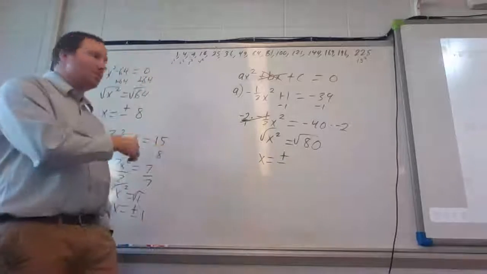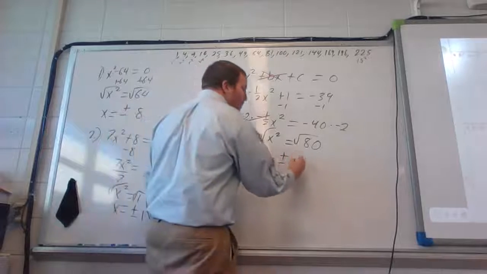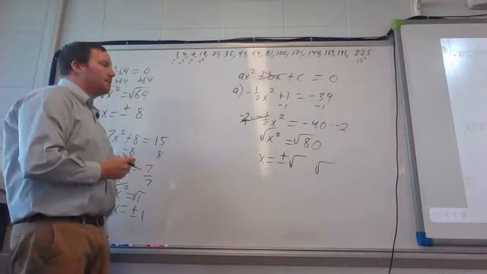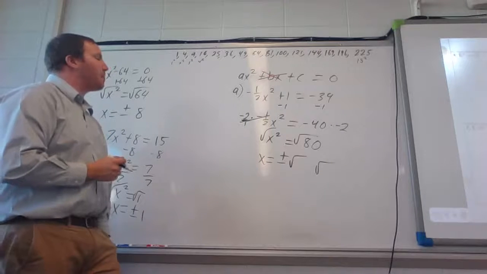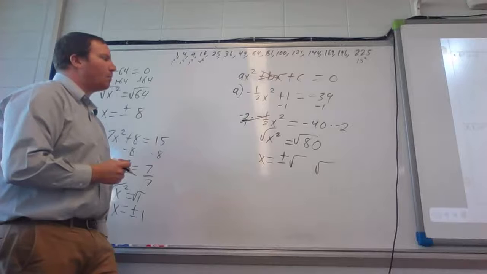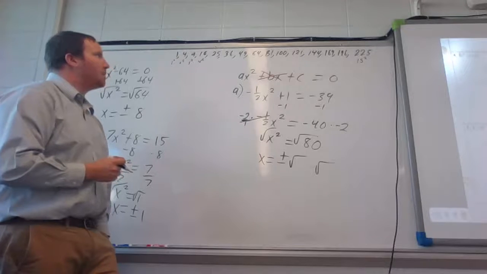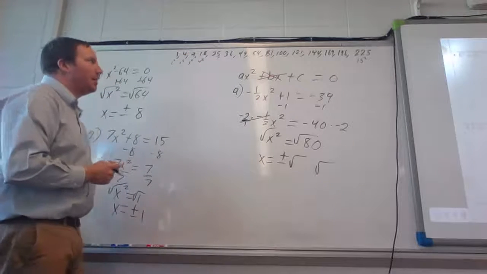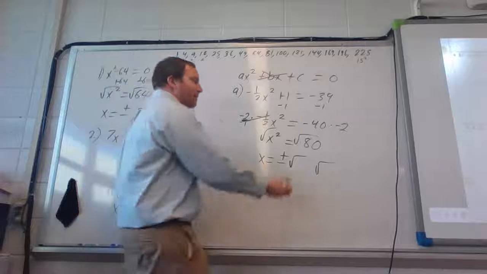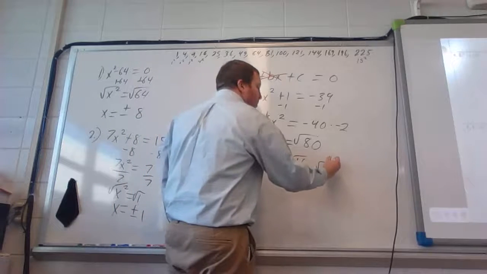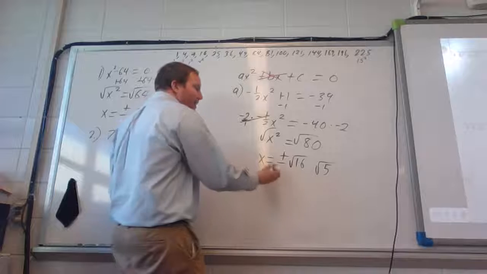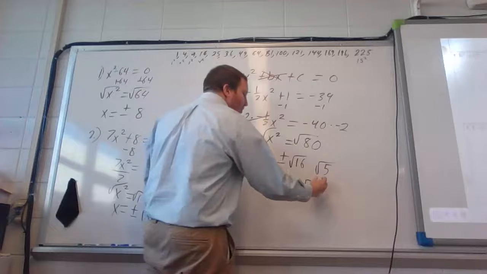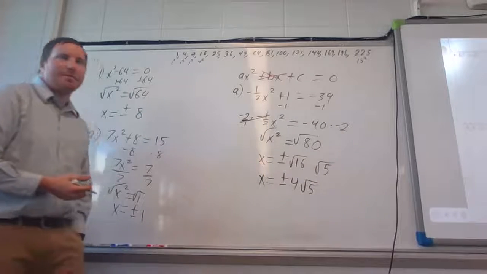We want to simplify this down as much as we can. So this is exactly what we were just doing. We want to find the biggest perfect square and non-perfect square. So the biggest perfect square that goes into 80 would be 16, so 16 multiplied by 5. And then we take the square root of that 16. We get x equals plus or minus 4 square root of 5.